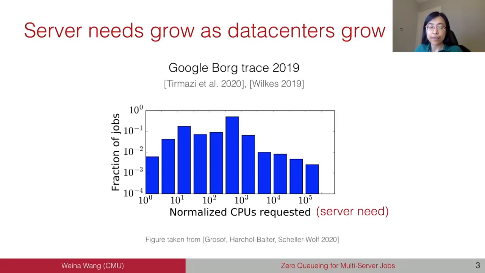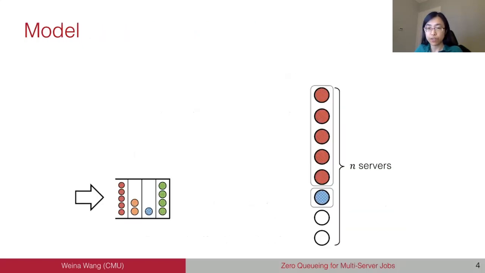Motivated by this new emerging paradigm in computing clusters, we are going to study multi-server jobs in the following model. In this model, we have n servers, and the jobs come into a central queue. The number of circles in each job indicates its server need. This red job is currently in service, and its server need is 5, so it occupies 5 servers at the same time.